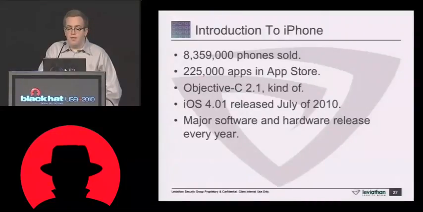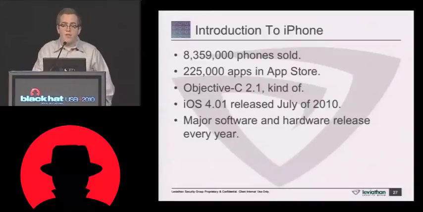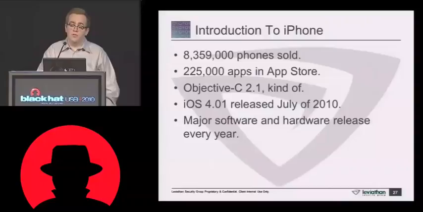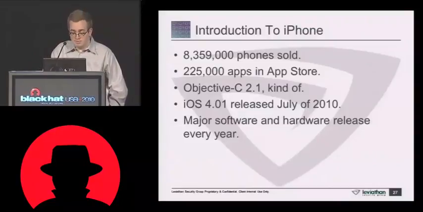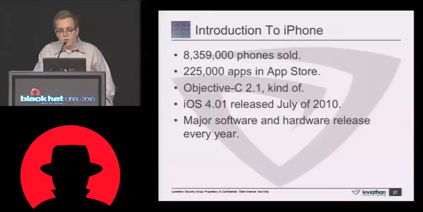But they have the most registered apps, over 200,000 apps available in the App Store. And that's not even counting the applications that are available for folks who have jailbroken their phone. The iPhone environment is primarily Objective-C 2.1 based, kind of, which we'll get into later. iOS 4.0 was released just this month, and they've been doing major software and hardware releases just about every year.